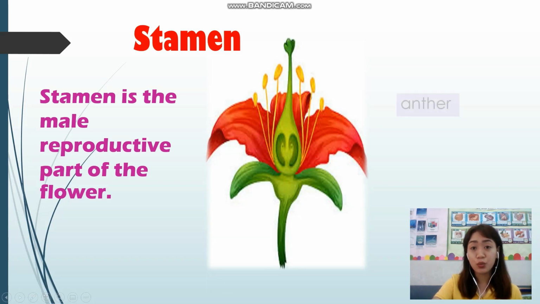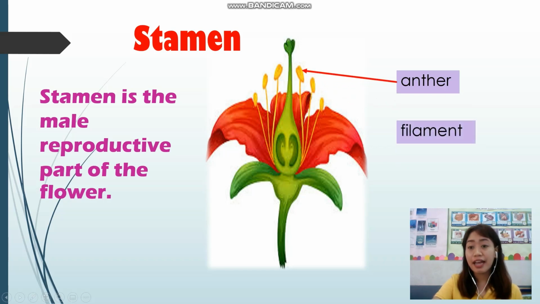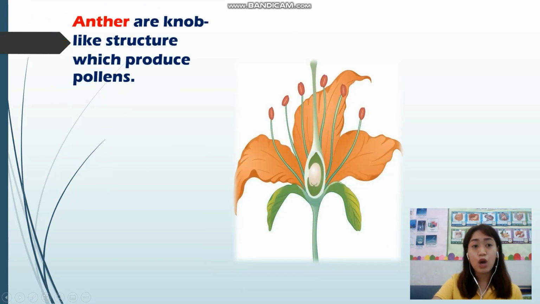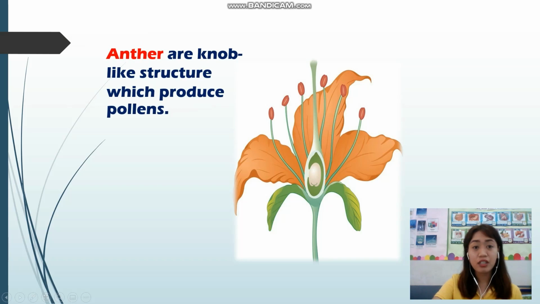Stamen has two parts. We have anther and filament. Anthers are knob-like structures which produce pollens.